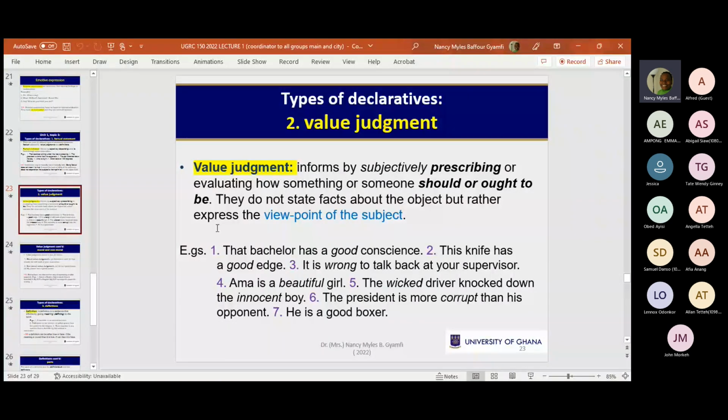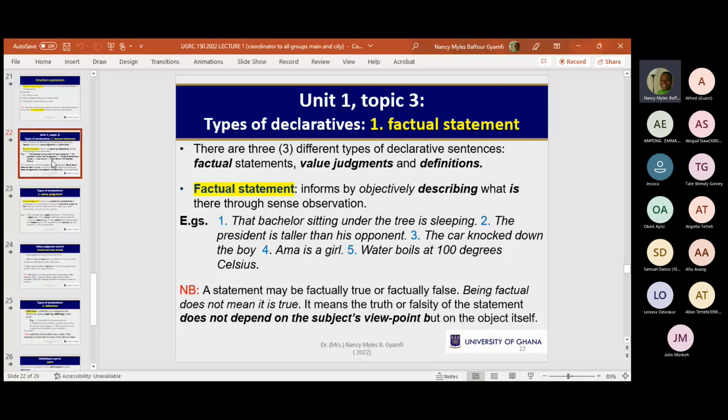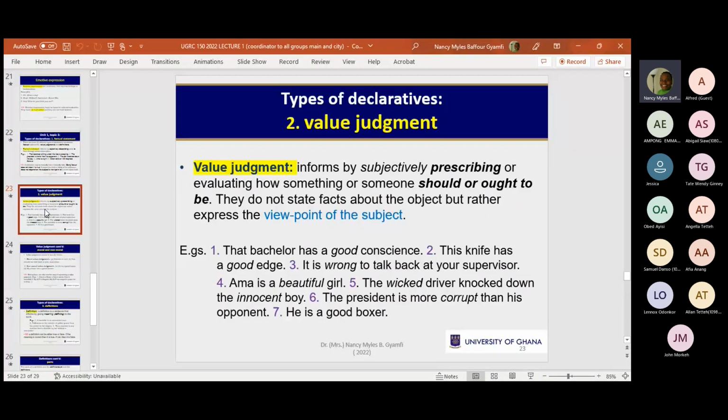Compare that with saying Amma is a girl. Amma is a girl is not a value judgment. It is a factual statement, which can be factually true or factually false. Amma is a beautiful girl. It's still a statement. In other words, a declarative, an expression that can be either true or false. Yes. But which type is it? It is a value judgment.